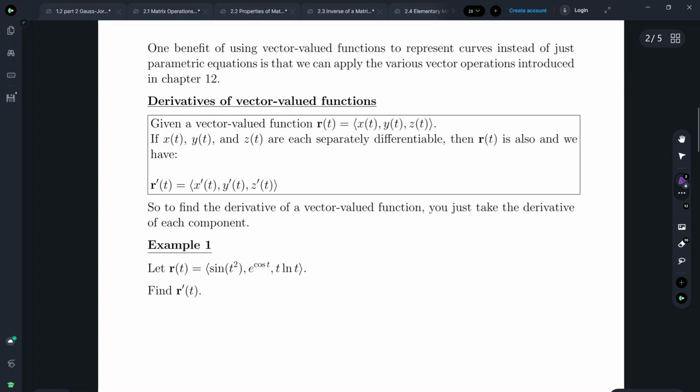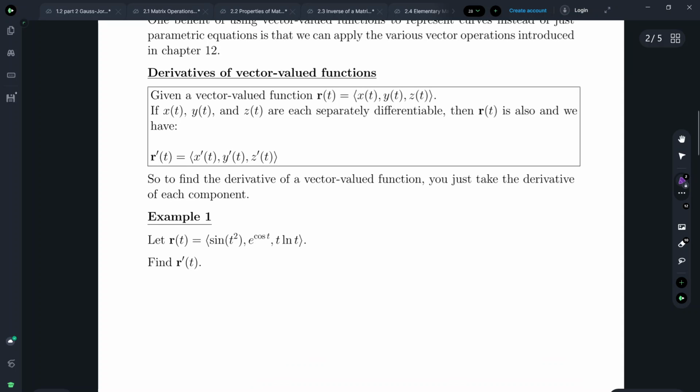So for example, in example 1, we're given this vector valued function where the first component is the function sine of t squared, the second component is e to the cosine t, and the third component is t times natural log of t. Taking a look at the first two components, we have a composition of functions, because the t squared is sitting inside the sine function, and the cosine is sitting inside the exponential function. So these two are going to require the chain rule. Let's try to remember how the chain rule goes.